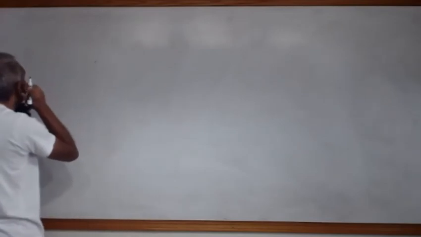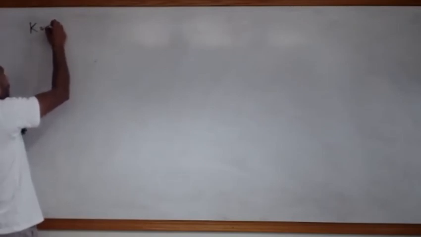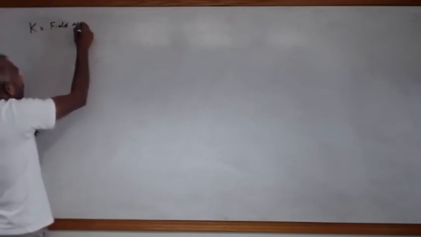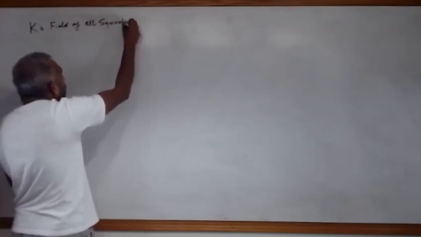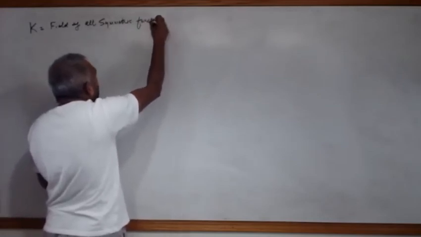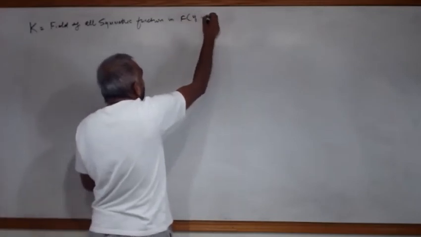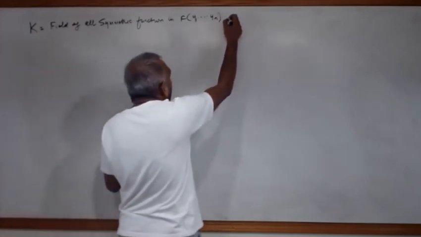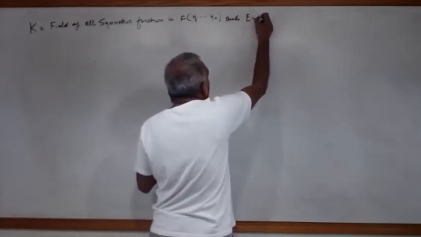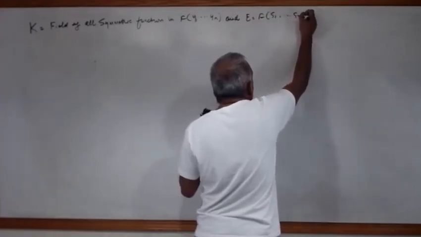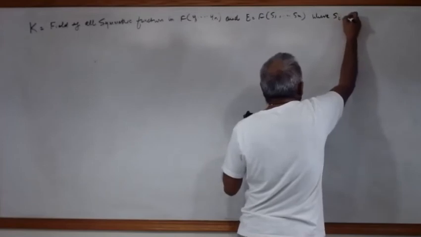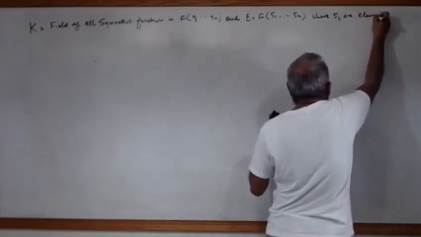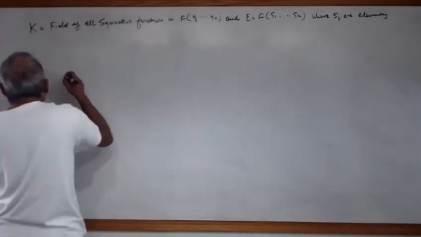Now we'll come to the main proof. So let us assume that K is equal to the field of all symmetric functions in F of y1 dash dash yn, and E is equal to F of s1 comma dash dash sn, where the sn's or si's are elementary symmetric functions.